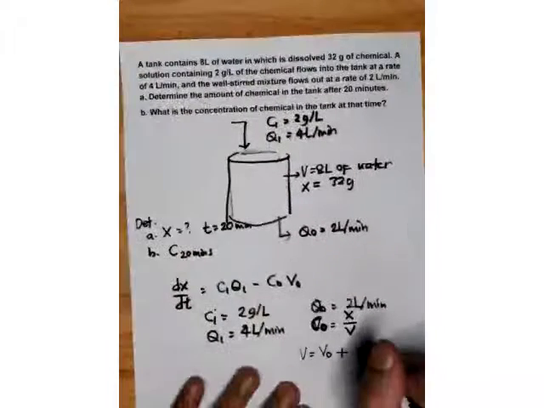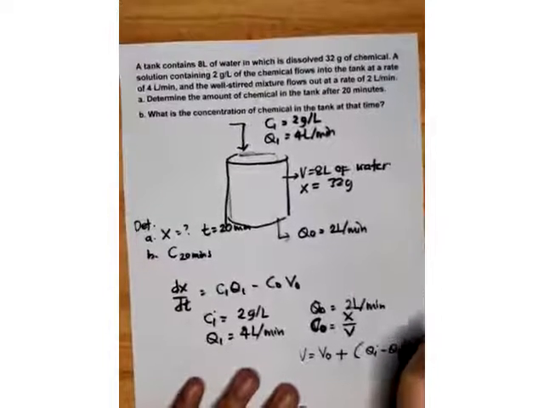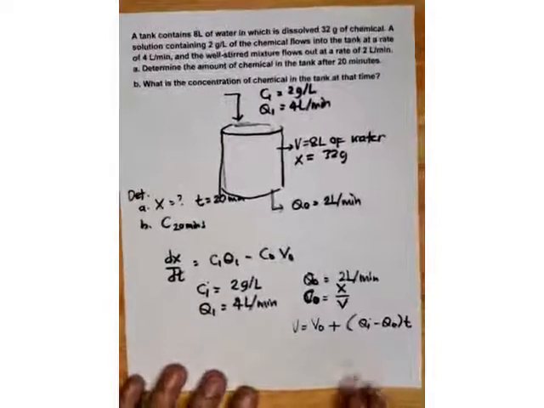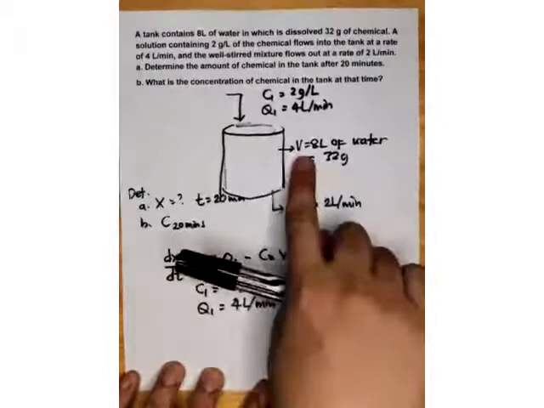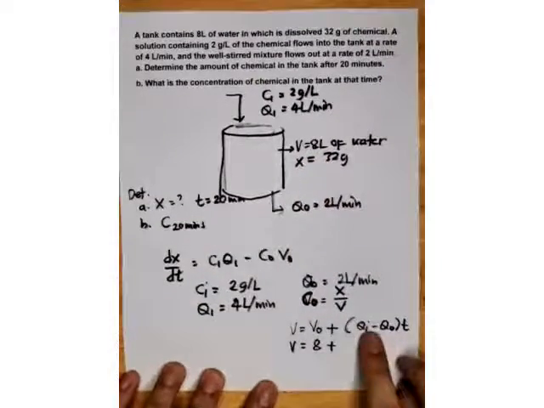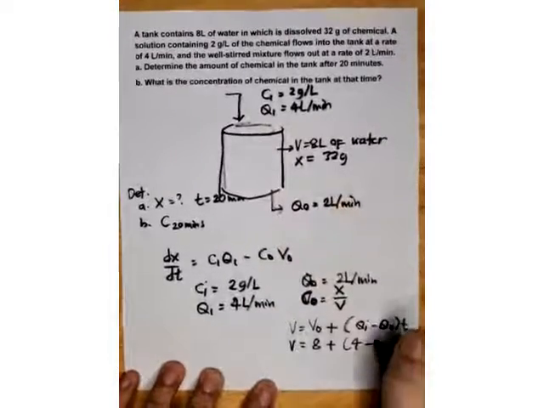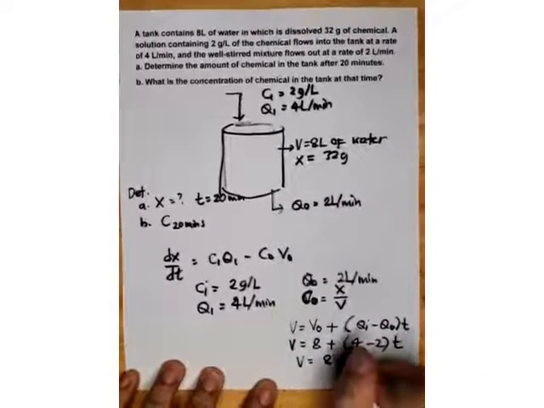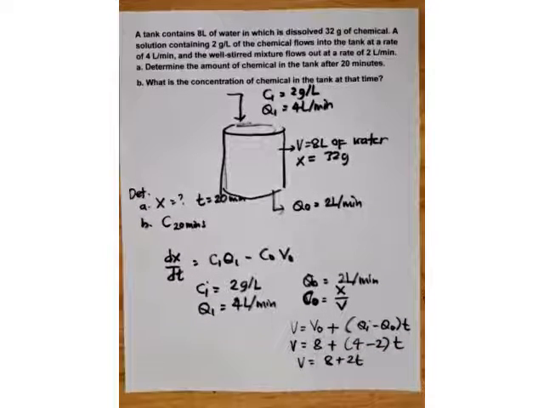So, that's equal to QI minus QO times T. So therefore, what's our V? So what's our initial amount? So initial volume natin ay 8, plus QI, so that's 4, minus QO natin is 2, times T. Or therefore, V is equal to 8 plus 2T. Okay, 8 plus 2T. Question?